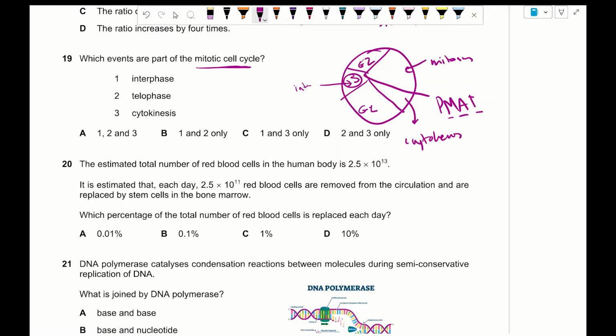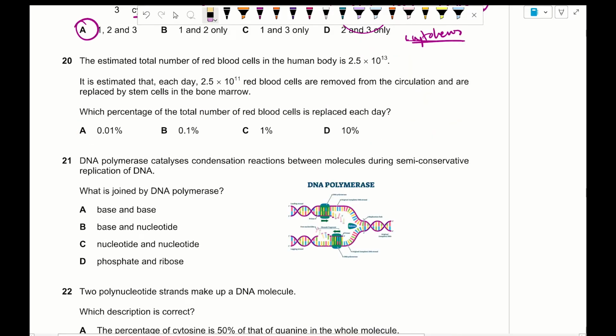So let's see which events are part of the mitotic cell cycle. Therefore, we have interphase, we have telophase, which is part of mitosis, PMAT, and cytokinesis, which happens right after mitosis. Therefore, the answer is going to be A.